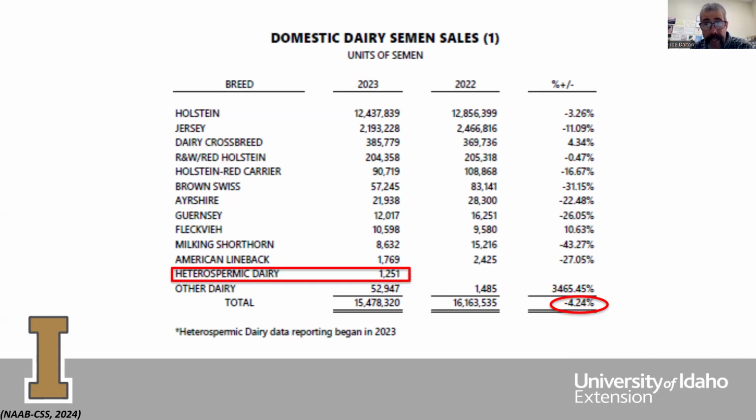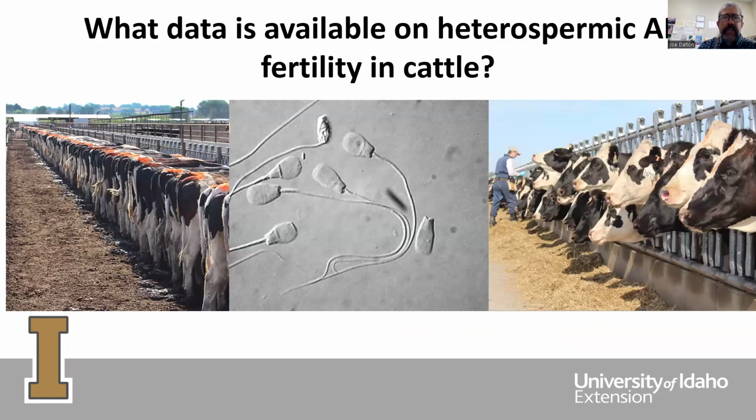We can see in the lower right-hand corner that usage has gone down 4.24% for dairy breeds. And we can also see that heterospermic dairy is not very popular. Heterospermic beef is really where the growth has been. The heterospermic dairy is offered, but not very popular at this time, at least in this data set. So, what data is available relative to heterospermic AI fertility in cattle? Let's talk about that.